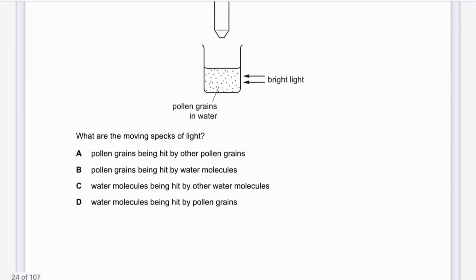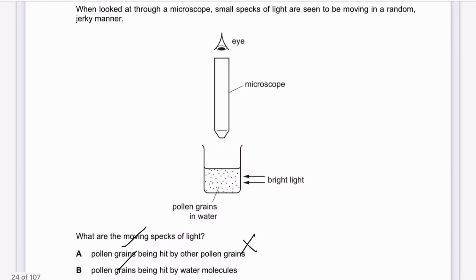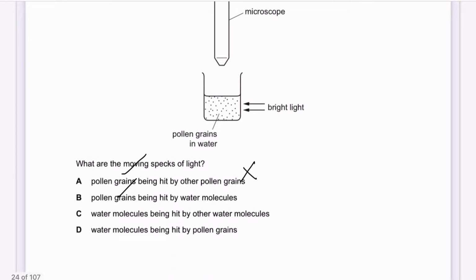So now what is the explanation for this? What are the moving specks of light? Obviously, it's the pollen grains. It cannot be water molecules because you can't see water molecules. Even with an electron microscope, you can't actually see molecules and atoms. Now, A, pollen grains are being hit by other pollen grains? No. Otherwise, the option would have said that specks of light are colliding with each other and with the wall. No, they're not being hit by other pollen grains. Pollen grains are being hit by water molecules. That's correct because we can't see water molecules.